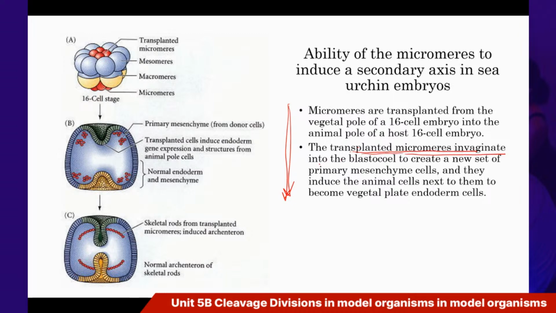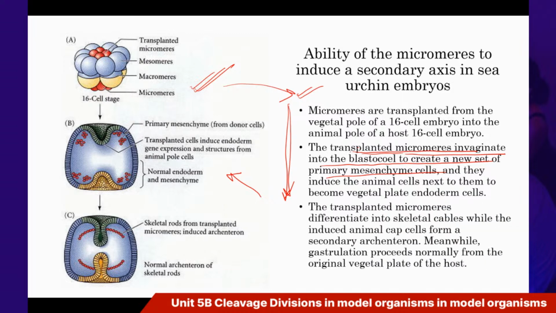The transplanted micromeres invaginate into the blastocoel to create a new set of primary mesenchyme cells. But this is not matching with the diagram. This is the diagram of Gilbert book, and this is the corresponding explanation of this diagram. Both have been taken from Gilbert book only. But the problem is this second point is not matching with its own diagram, because you see it is written transplanted micromeres, which are given in red color, right? So invaginate into blastocoel. But how is this invaginating? We are clearly seeing that these are the primary mesenchyme, which is written from donor cells.